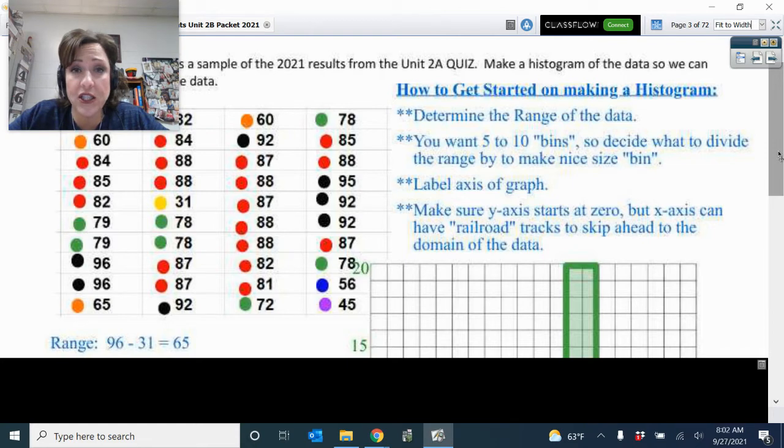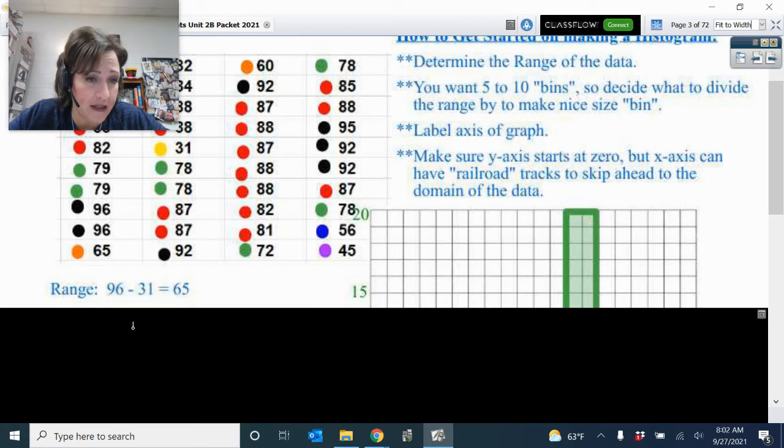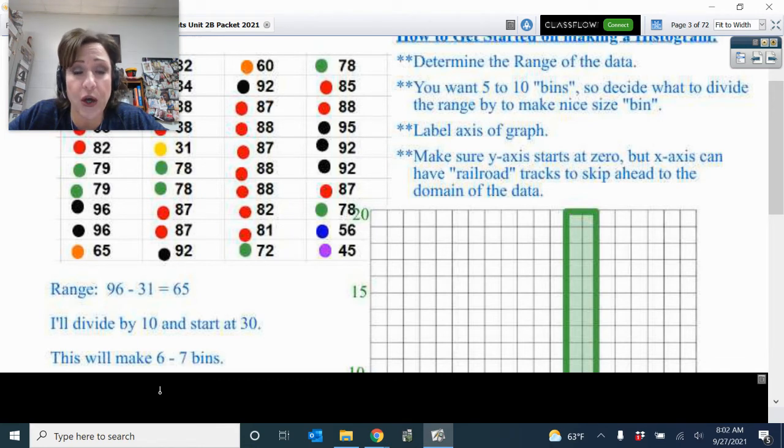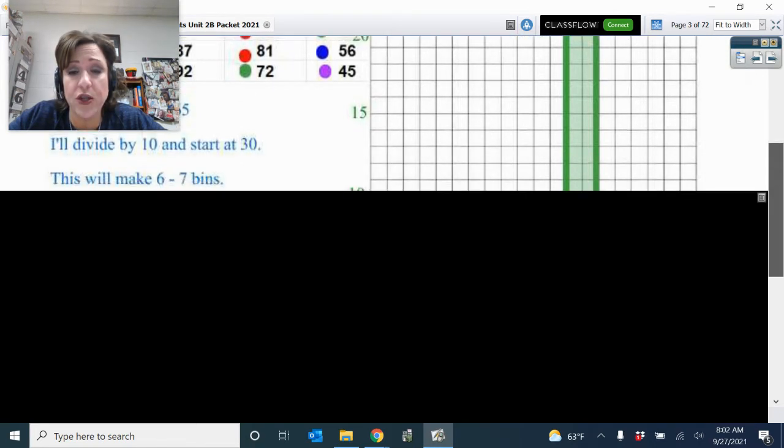So then you want to make about 5 to 10 bins that you put numbers into. So I ask, what's something that goes easily into 65 that's between 5 and 10? Well, 5 goes into it. If I divided by 5, that's going to give me 6 to 7 bins. My first number is 31, so I'm going to start at 30 and go by fives. Okay, so that's the thought process that you go through to decide how you are going to do your x-axis.